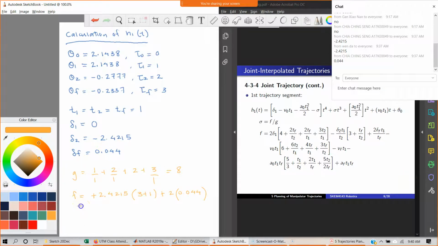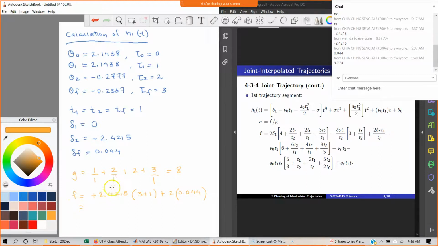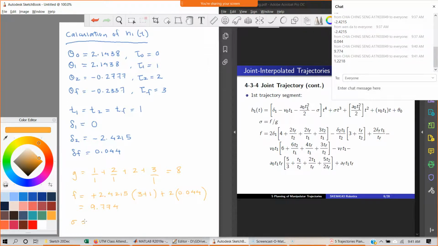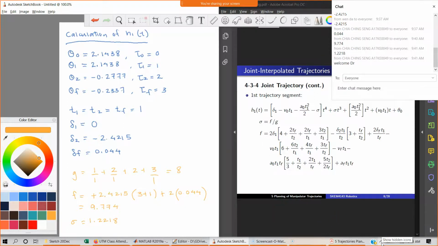Okay, now what is F? Can you please compute for me? Wow, that was fast. 9.774. Thank you, Chia Ching Seng. What is sigma? F over G. What is sigma? 1.2218. Thank you again, Chia Ching Seng. Okay, I need to copy this formula because I'm running out of space.